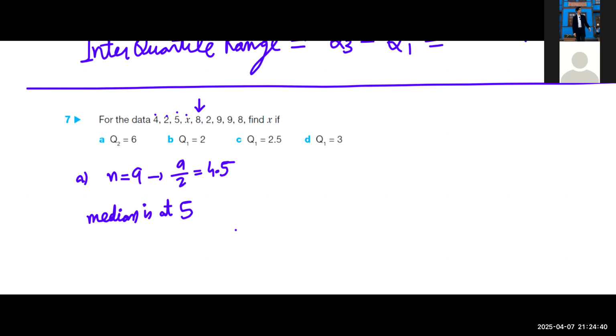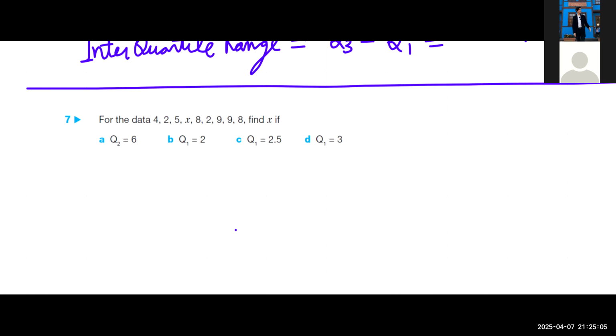What? The median is 6? Wait, I made the most elementary mistake. Look, your data is not arranged properly, so we don't know where x is even going to be. So let's arrange it first.